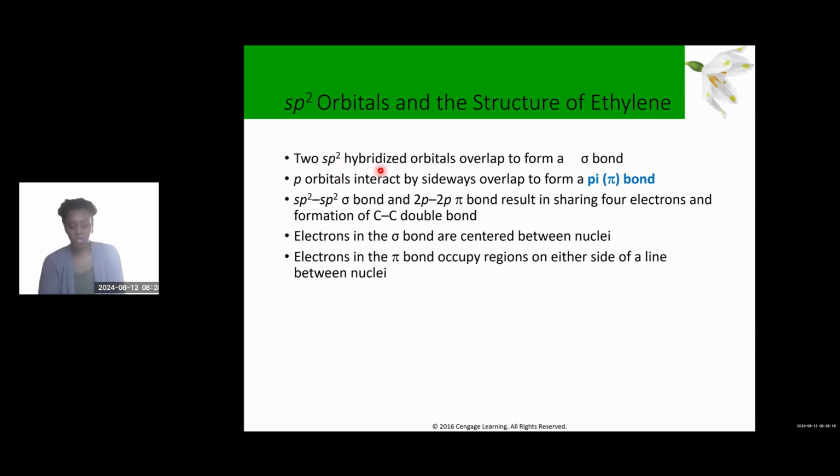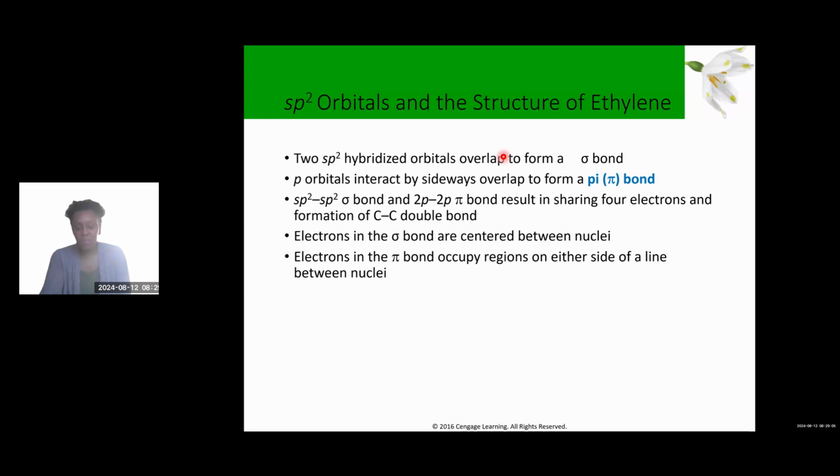So two sp2 hybridized orbitals overlap to form a sigma bond. All right, so the sp2 orbitals overlap, because remember they're going this way, so this is going to create a sigma bond. Whereas the p orbitals that are perpendicular, when those overlap, they create a pi bond. So when you have bonds overlapping like this, which are sp2 orbitals here, that's sigma still. But when the bonds are overlapping like this, they have the pi bonds. And the electrons are going to act differently because of that, which you're going to see later on as we continue to study more complex molecules.